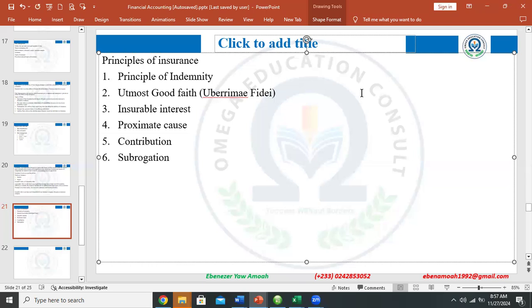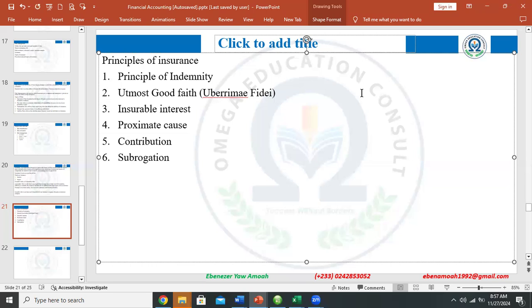Now, the utmost good faith, as she said, requires the insurer and the insured to provide all the necessary information. They shouldn't hide anything. The insurance company should be able to tell you all the terms and conditions surrounding their product, their insurance package. And you, the insured, have to give them all the necessary information. If you are insuring your car and maybe you co-own the car with your wife, you have to provide all this information. You don't have to hide anything. That is the principle of utmost good faith.